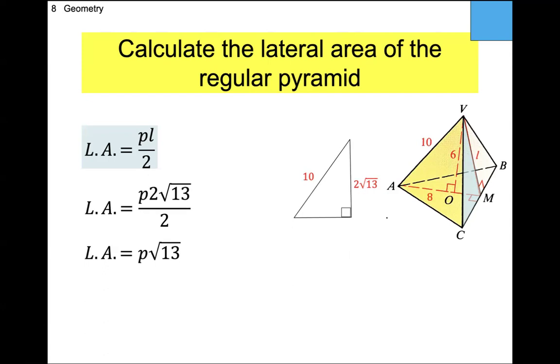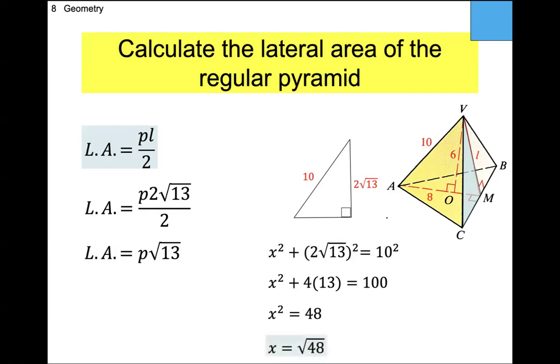So 10 squared is 100. 2 root 13 squared would be 4 times 13. Squaring 2 root 13 would be 4 times 13. 4 times 13 is 52. Subtract 52 from both sides, 48. Square root of 48. That would be 16 times 3, so that would be 4 root 3. So that's just CM, right?